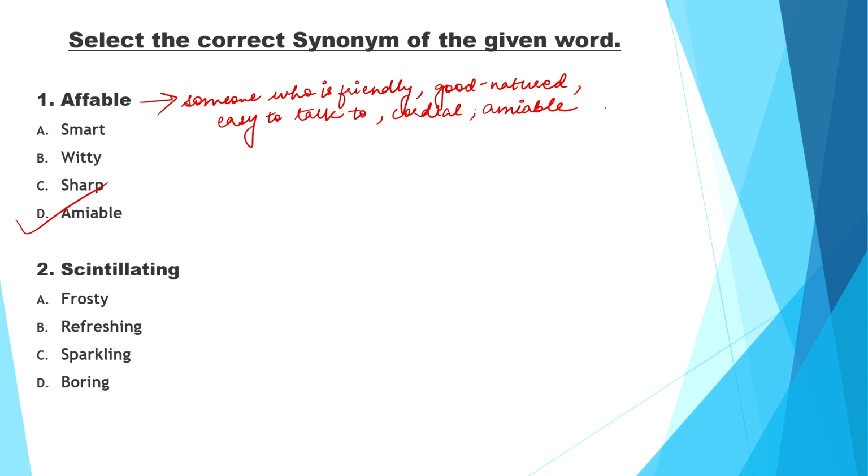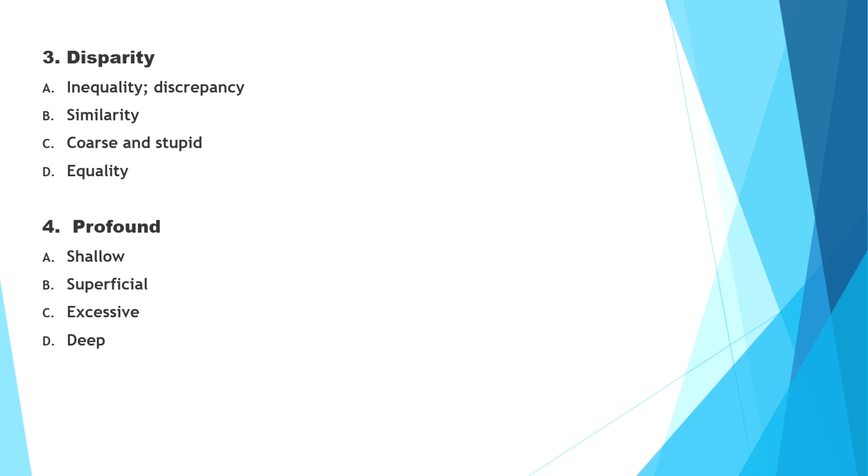So, is it done? Let's tally. The word given is scintillating, meaning sparkling or shining brightly. Hence, clearly option C, that is sparkling, is the correct synonym of the given word. Fine. Now, moving forward, here's the next question. Solve it.